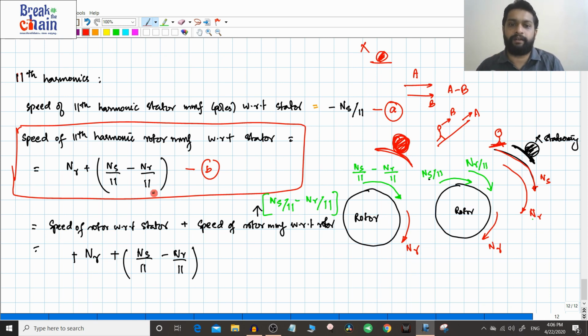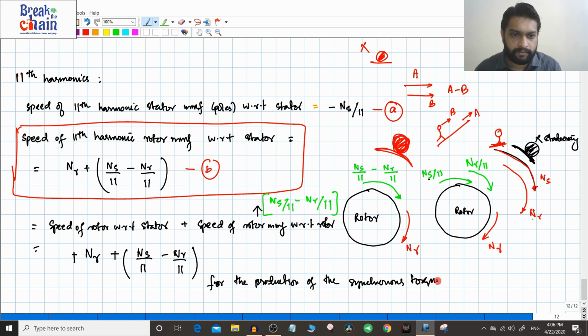So for the production of torque, in this case synchronous torque, due to the rotor and stator slotting, this speed A should be equal to speed B. This is the basic idea of induced torque. Always the stator MMF with respect to stator and rotor MMF with respect to stator should rotate at the same speed. For the fundamental you already know it is the same. So if this also is producing torque, this also should be the same.